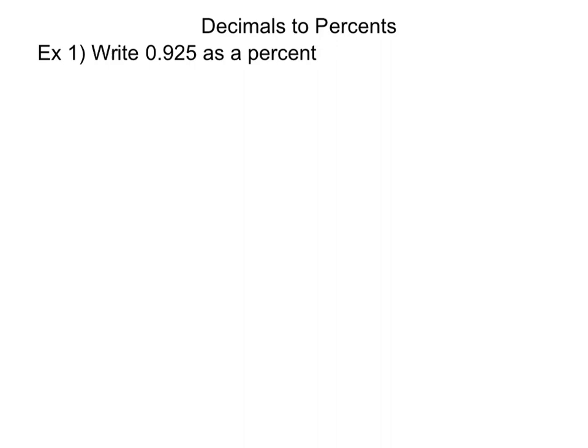Today we are studying percents, part 2. We're going to start by writing decimals as percents. Here we have 925 one-thousandths. Let me go ahead and write that as a fraction, 925 one-thousandths.